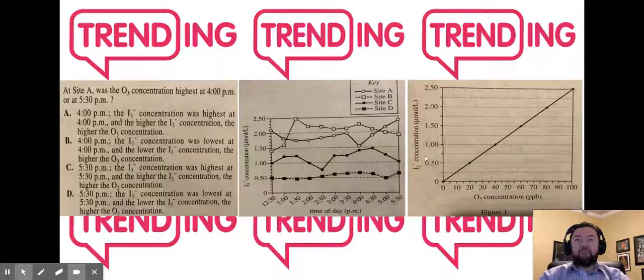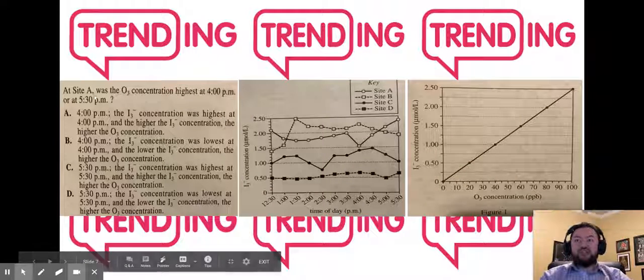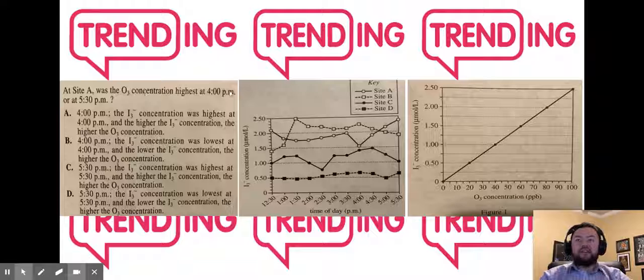So you can look at this question, which asks you in site A, the O3 concentration at 4 or 5, was the O3 concentration higher at 4 or 5. So they're telling me to go to site A, which is right there, and it's this line here, and they're telling me to look at times 4 and 5. So there's 4, go up. That's an I3 concentration of 1.5. I go to 5:30, and that is an I3 concentration of 2.5. So this looks like a trend from 4 to 5:30.